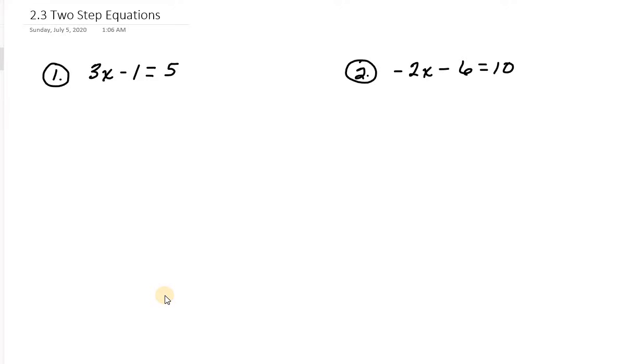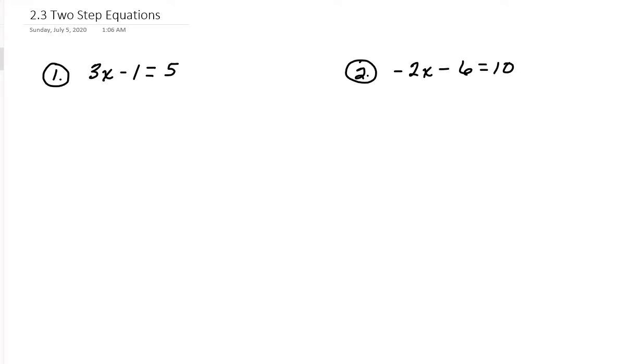Okay, in this video, we're going to be looking at solving two-step equations, and these problems come from section 2.3, but I believe they're in your first homework assignment. Depending on when you see this video, we may have already transitioned over to the new book, so the numberings on the section numbers may be a little bit different.